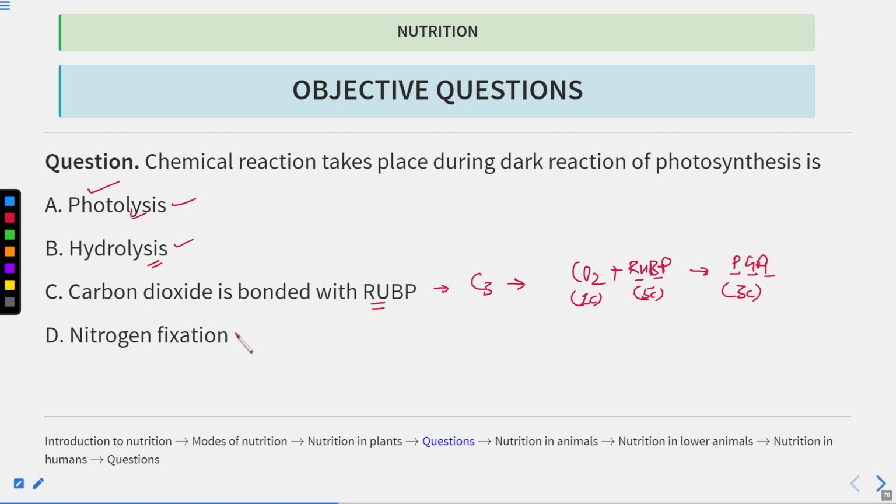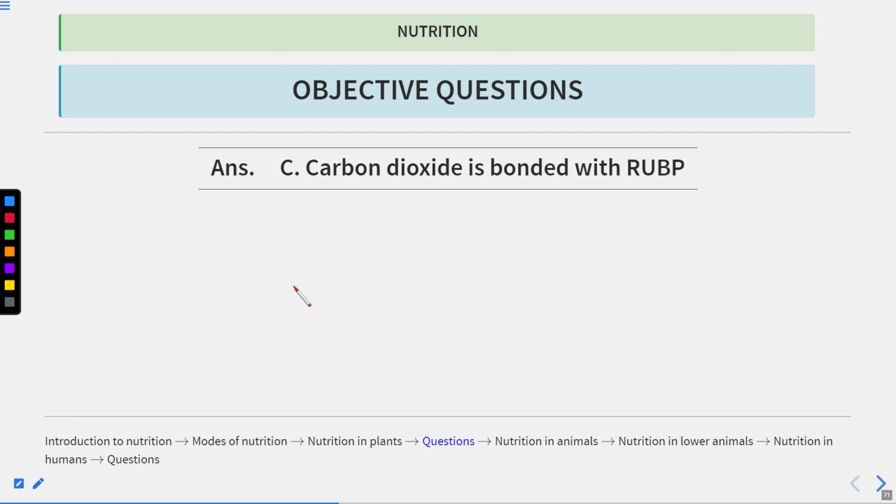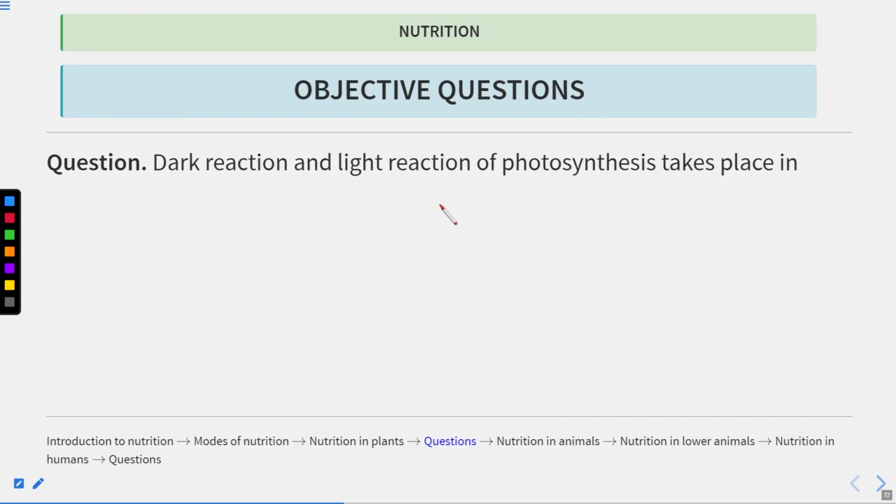Option D is nitrogen fixation. So what should be the answer here? Option C, carbon dioxide is bonded with RuBP. This is the first step of the Calvin cycle, and after that the rest of the steps continue, and this results in the formation of the glucose molecule.